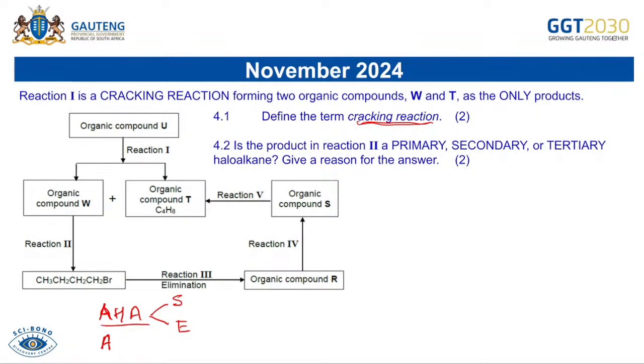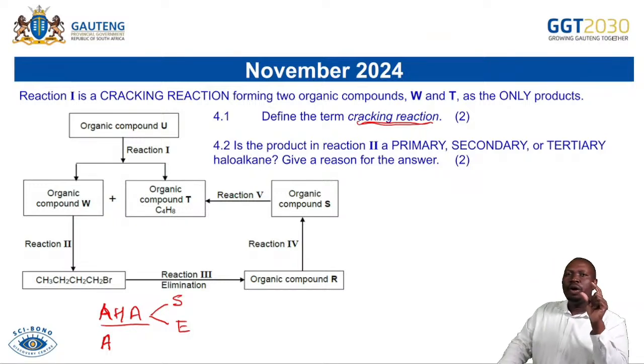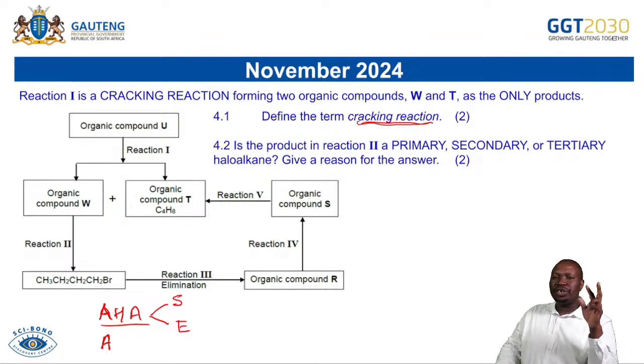Organic compound T has 4 carbons and 8 hydrogens. So you know CnH2n, that's the general formula for alkenes. It means organic compound T is an alkene, and that alkene can only be but-1-ene or but-2-ene. Remember, we have those two positional isomers of butene. So you know that T is either but-1-ene or but-2-ene.